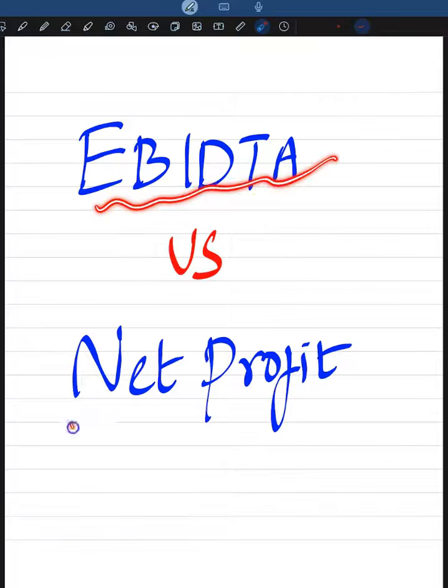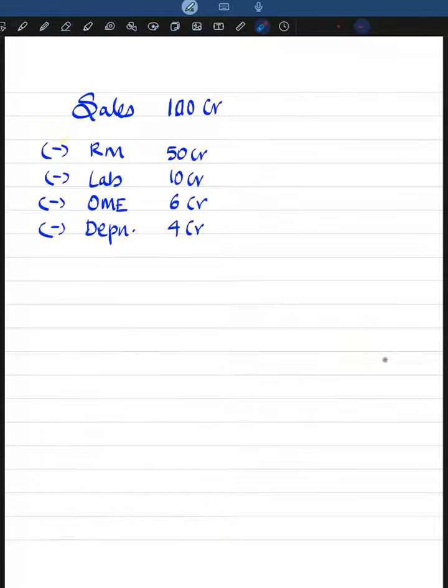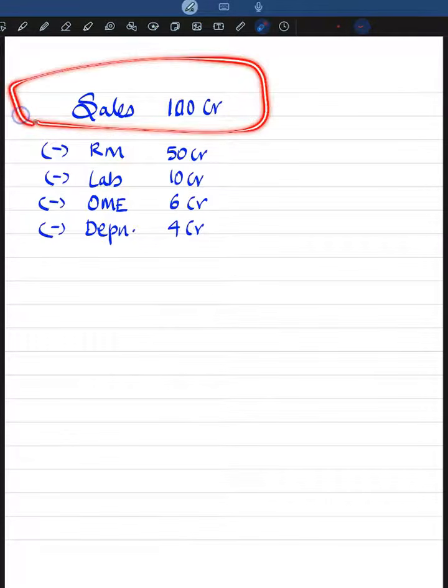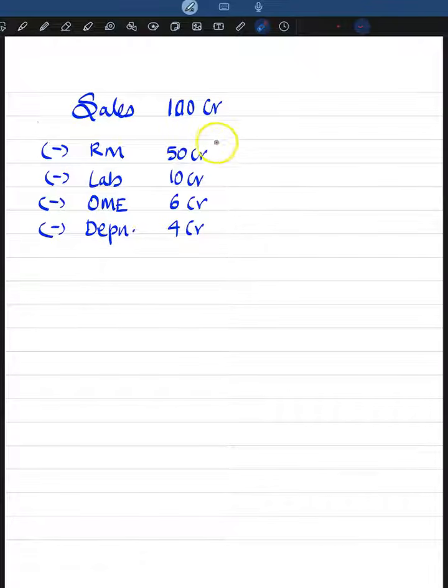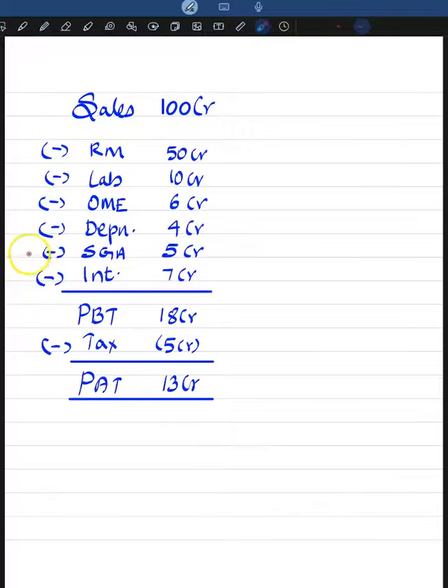Let's understand the difference between EBITDA and net profit. Imagine the situation where a business has made annual sales of 100 crore and they have incurred the following operational expenses. That is raw material, labor, other manufacturing expenses and depreciation. Then let us also factor in other expenses like selling, general, admin expenses and interest expenses.